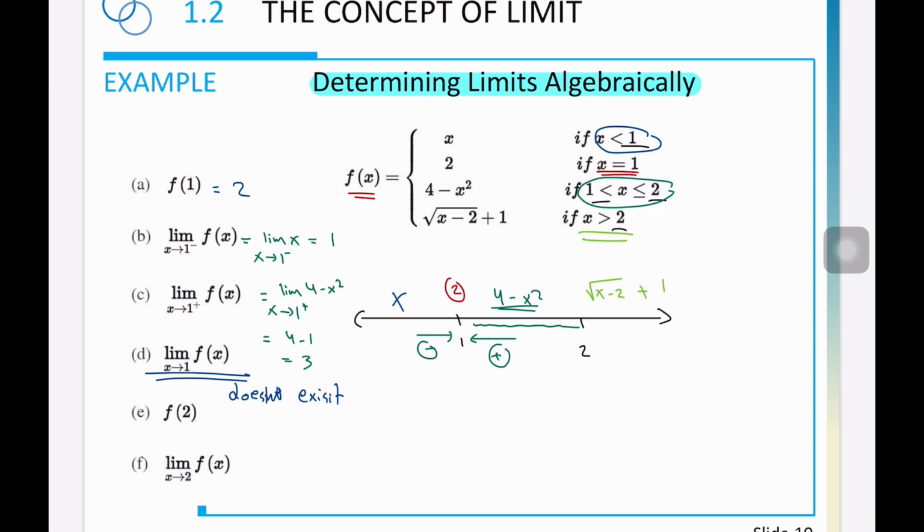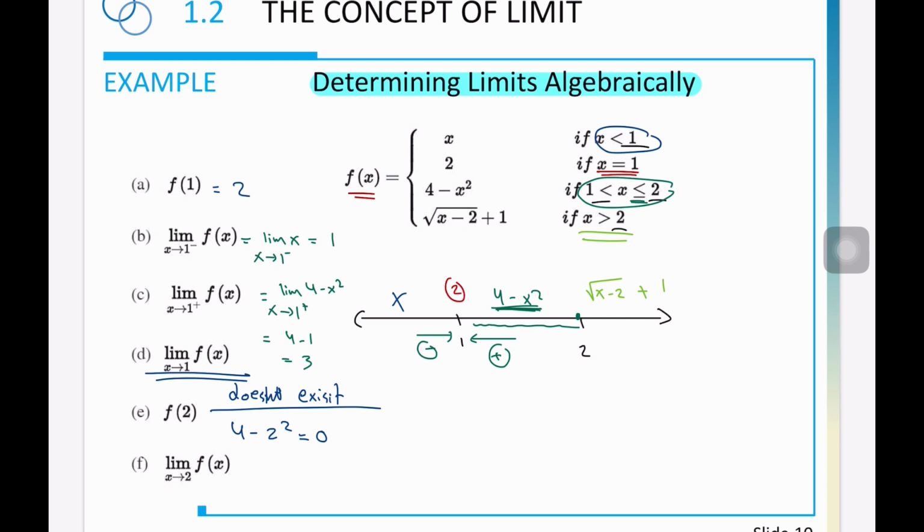After that, f(2), we can see here that there's an equality here. So if x is equal to 2, the function is defined as 4 minus x squared. So we just plug in x as 2, we get 4 minus 2 squared, which is 0. And lastly, he's asking for the limit of f(x) as x is approaching 2.